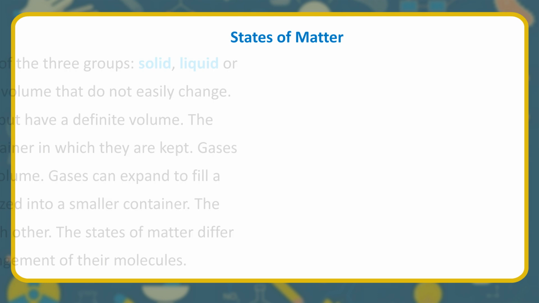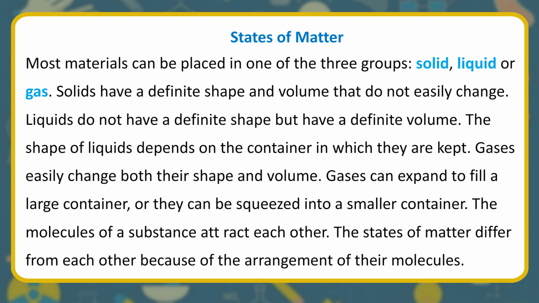States of matter. Most materials can be placed in one of the three groups: solid, liquid or gas. Solids have a definite shape and volume that do not easily change. Liquids do not have a definite shape but have a definite volume. The shape of liquids depends on the container in which they are kept. Gases easily change both their shape and volume. Gases can expand to fill a large container, or they can be squeezed into a smaller container.